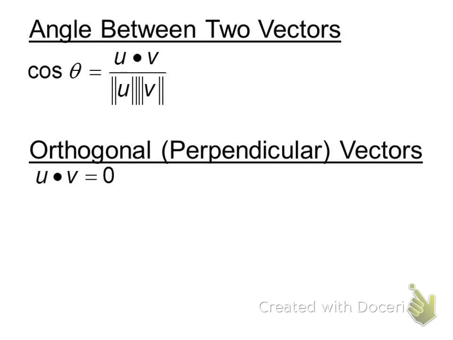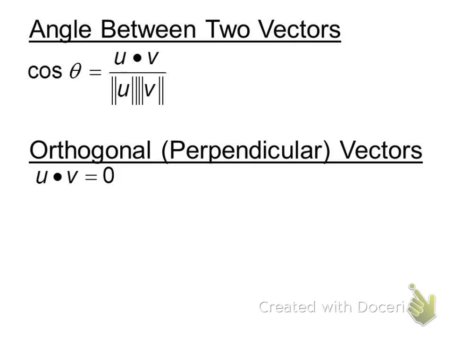Next is the angle between two vectors, and it says that the cosine of theta is equal to the dot product of u and v divided by the magnitude of u times the magnitude of v. So if I want to find the angle between those two vectors, I'm going to do this on the right and then take the inverse cosine to find the angle.